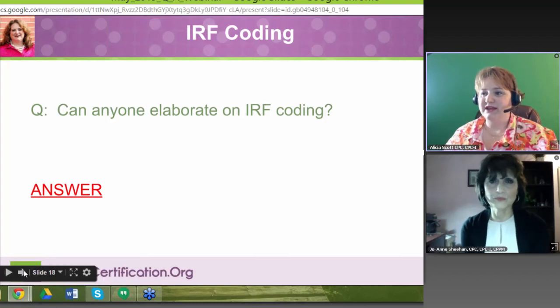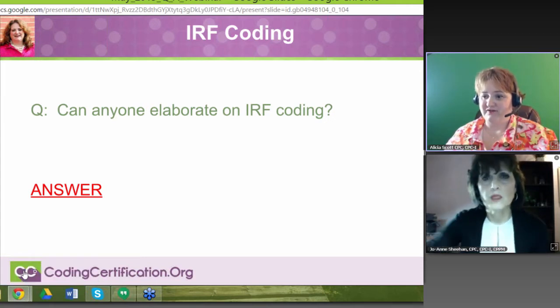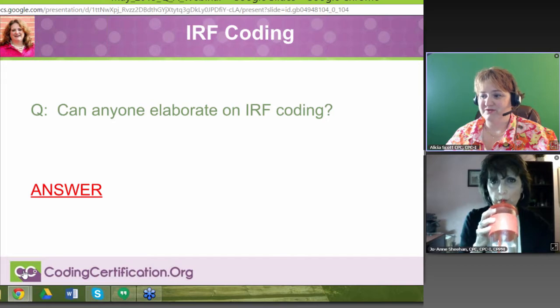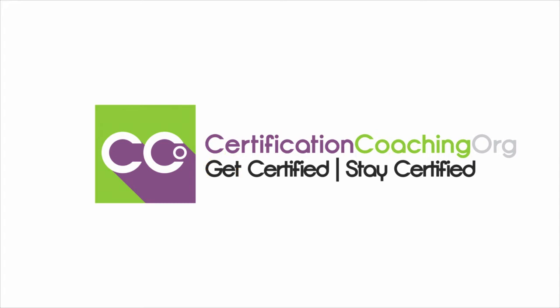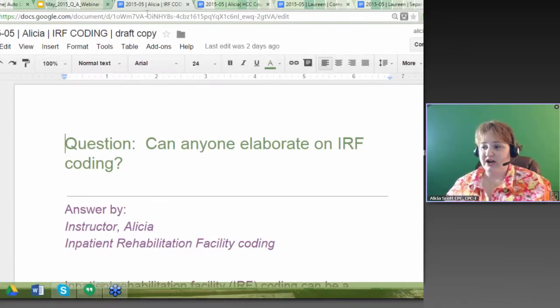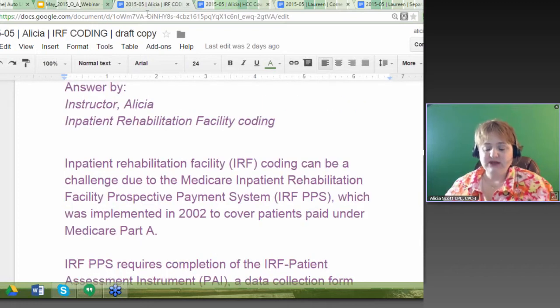We had a question come in. Can anyone elaborate on IRF coding? Now, this was pretty interesting because I had to do some research on IRF coding. It wasn't something I was familiar with. So what does IRF stand for? The first thing you need to know is it's Inpatient Rehabilitation Facility Coding.